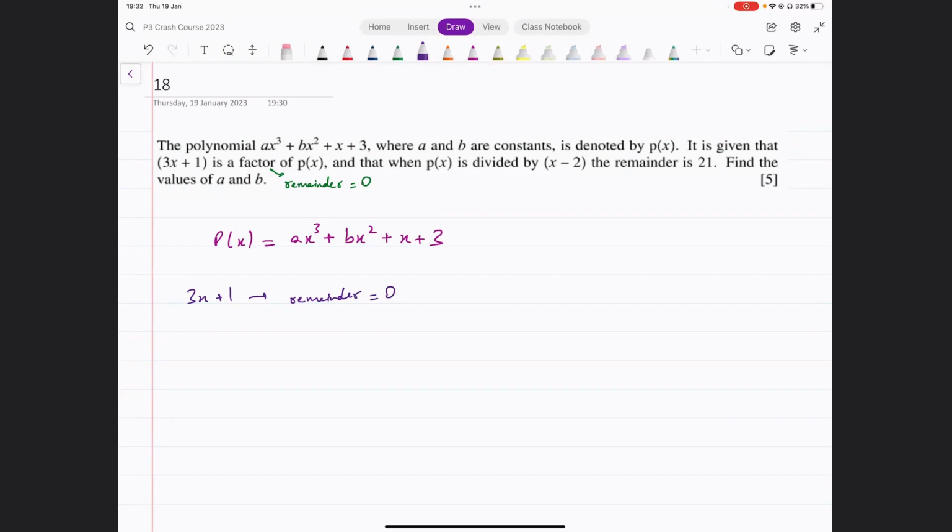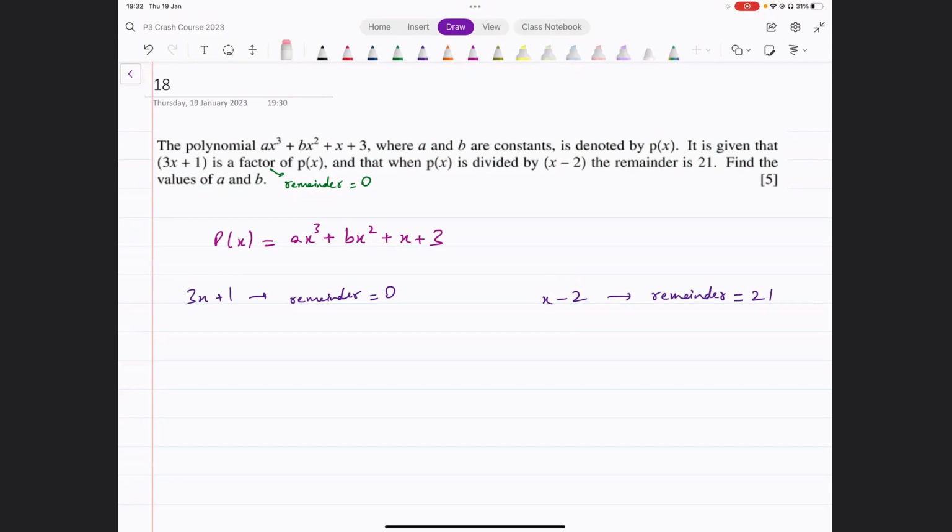And then we're also given that when p of x is divided by x minus 2, in that case, the remainder is 21. So when it's divided by x minus 2, the remainder turns out to be 21. All right. Now, using this information, we need to find the values of a and b. Now, what we can do is we can use the remainder theorem, right? We can, because this is a linear factor and this is also a linear factor. They're both linear factors, so we can use the remainder theorem in both of them, right?